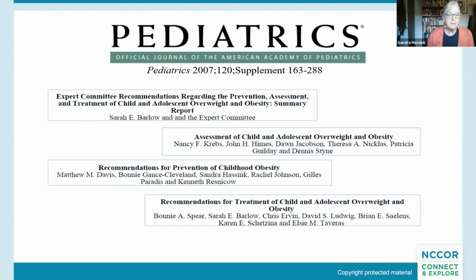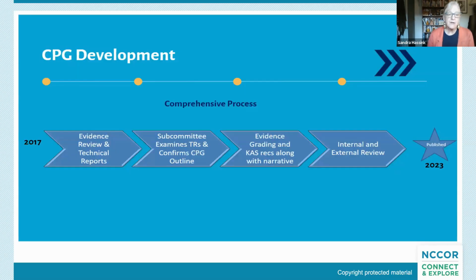The outcome of those meetings were 4 reports on a summary, assessment, prevention, and treatment. And so what you'll see on the next slide is the process that we went through to develop these current guidelines. And we did focus on treatment.